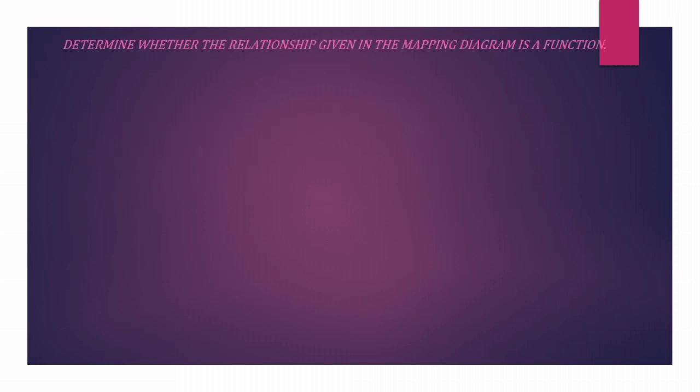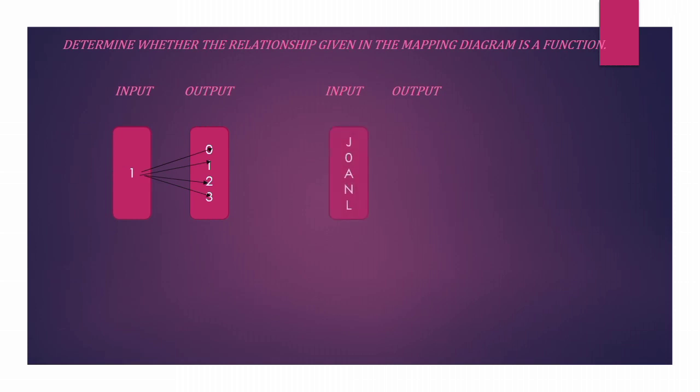Determine whether the relationship given in the mapping diagram is a function. Let's have the input and the output. 1, 0, 1, 2, 3. 1, 1, 2, 3, 1 to 2, 1, 1. What do you think is that? Is that a function or not? And the other one, J, O, A, N, L, 2, 4, 6, 8, 10, 12, like that.